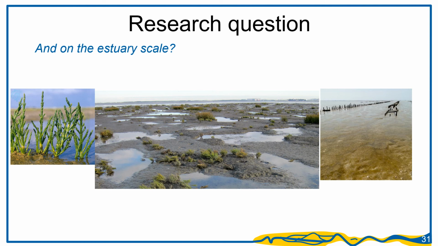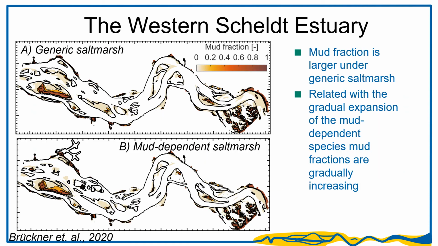So now I've been talking about the small scale, but what about the estuary scale? So I used the entire estuary to look at the mud coverage there, only for the generic salt marsh on the top and the mud-dependent species on the bottom. And we see that there is a mud fraction on almost every bar. So the locations between the two salt marsh species seem to be similar for the mud cover, but there is a difference in mud fraction.